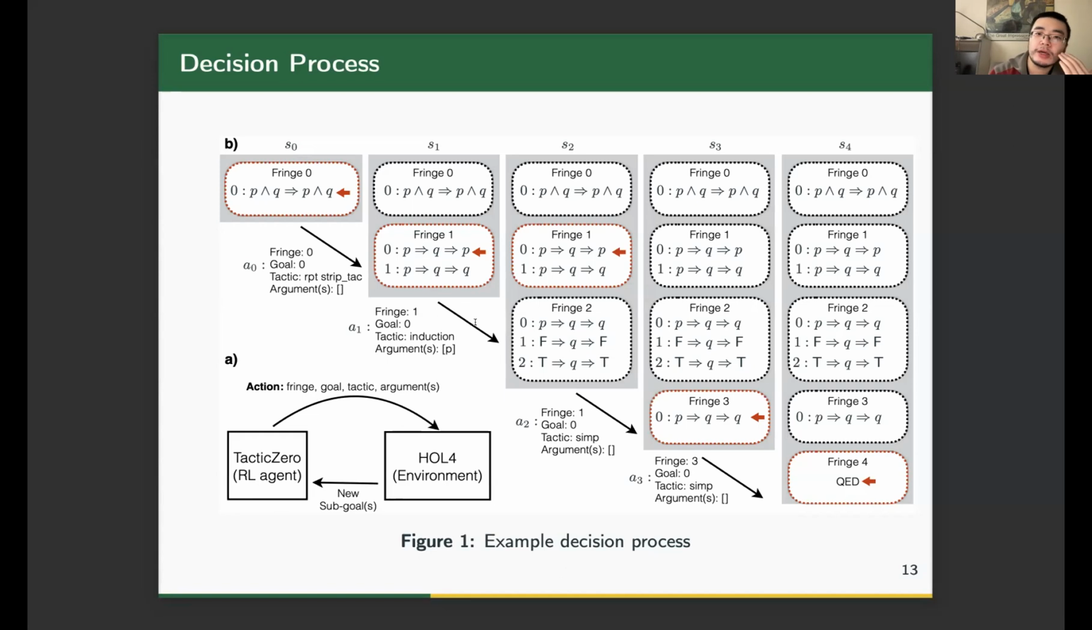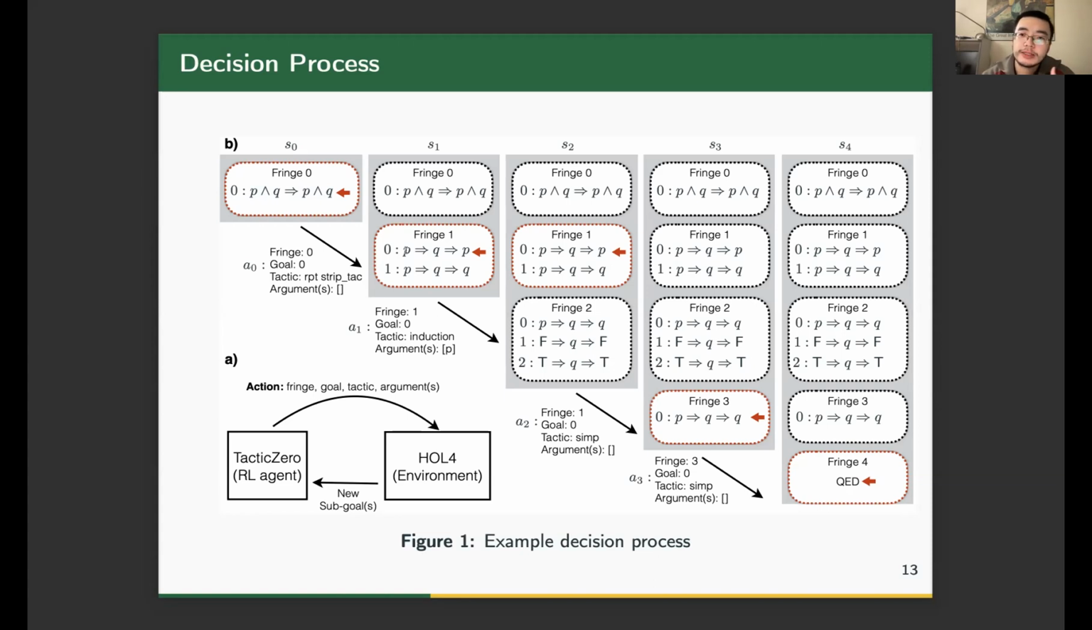Let's first introduce a concept called a fringe. At any point of your proof attempt, you will have a set of goals that you need to solve in order to solve the original goal. Once you solve this set of sub-goals, you will be able to solve the original goal. In the case of the original goal itself, you just need to solve the original goal, right?